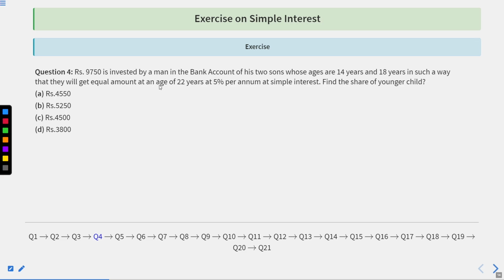Question number 4. Rupees 9,750 is invested by a man in the bank account of his 2 sons, whose ages are 14 years and 18 years, in such a way that they will get equal amount at an age of 22 years at 5% per annum at simple interest. Find the share of younger child.